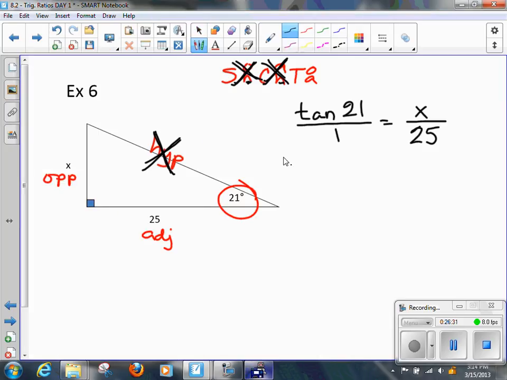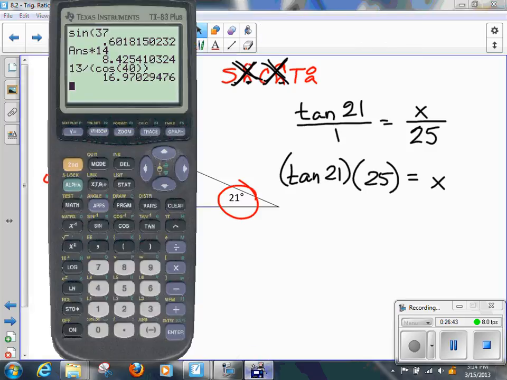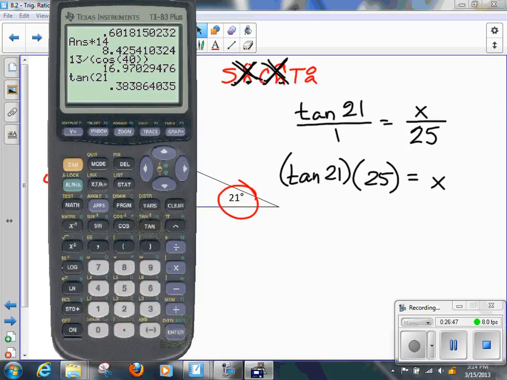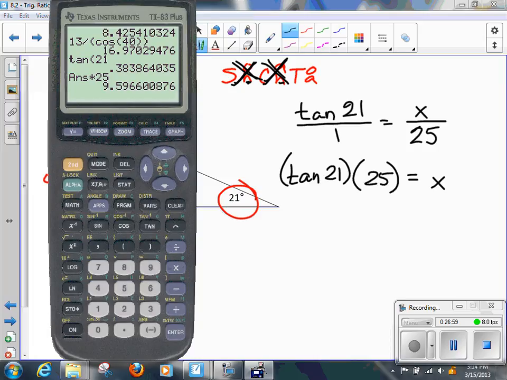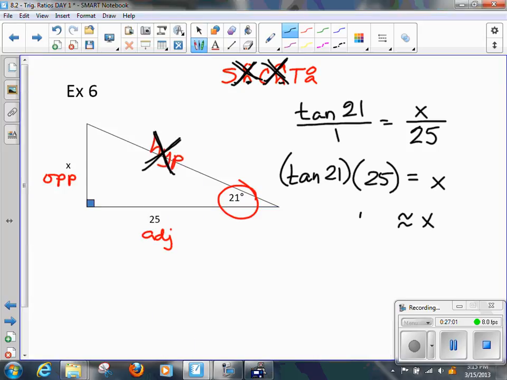Tangent of 21 times who is equal to who? Do you guys see what we're doing? Now calculator. Tangent of 21, enter. You tell me. Times 25, enter. What's the length of this? 9.6, y'all? It's approximately 9.6.